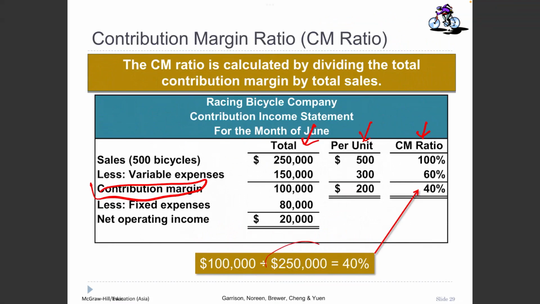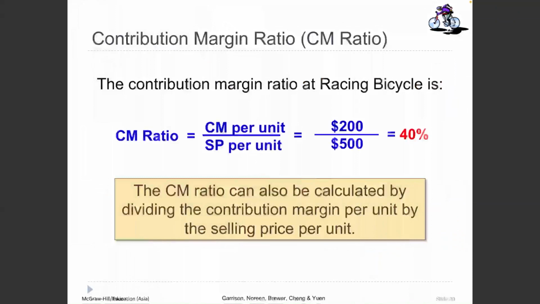So the base will be the sales. So this cell will be 100%. And then for the variable expenses, you can divide the variable expenses by sales of 250,000, so you will get 60% here. So your CM ratio is 40% here. So how can we use the contribution margin per unit and the selling price per unit as well?